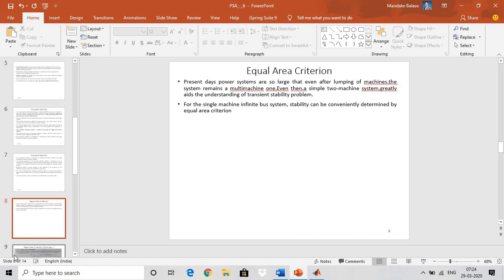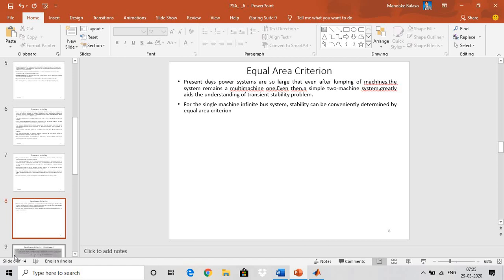In the equal area criteria method, we decide the critical clearing angle, that is, the value of rotor angle delta which is required to decide the stability. Critical clearing angle is nothing but the maximum rotor angle swing after the occurrence of the fault at which our system can remain stable.